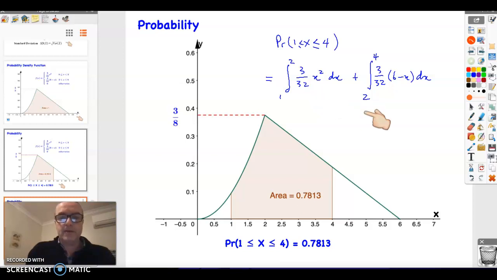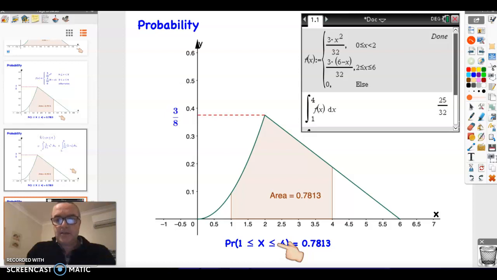We've set up integrals here. We've got the quadratic part of the function, the linear part of the function. So the area that we've shaded in this PDF is the integral from 1 to 2 of the quadratic part. Add to that the area from 2 to 4 of the linear part of that function. That will give us also the value 0.7813.